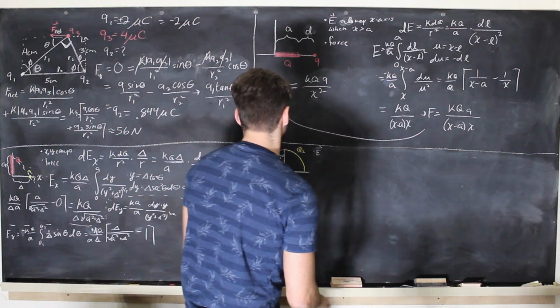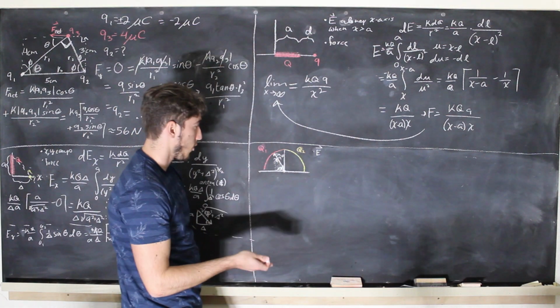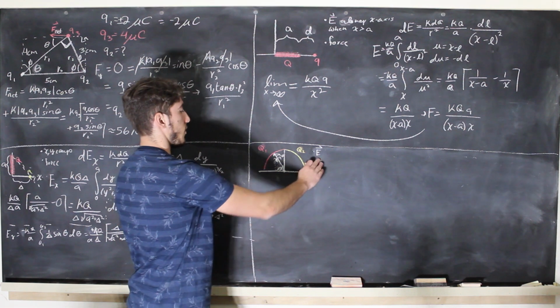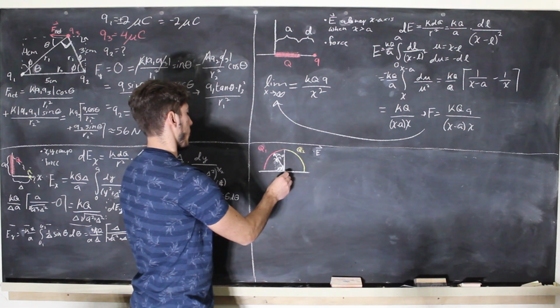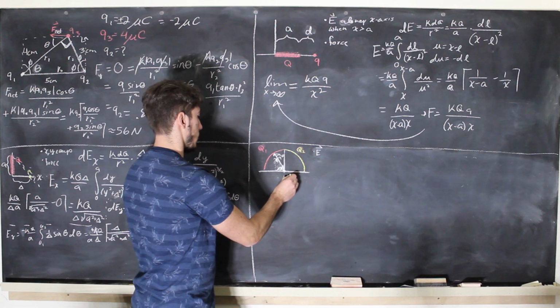Okay, now for this one, line charge curved. Looking for the E field at the origin. This positive charge is causing an E field down to the right.